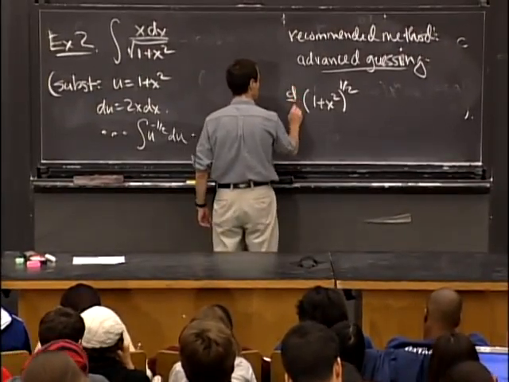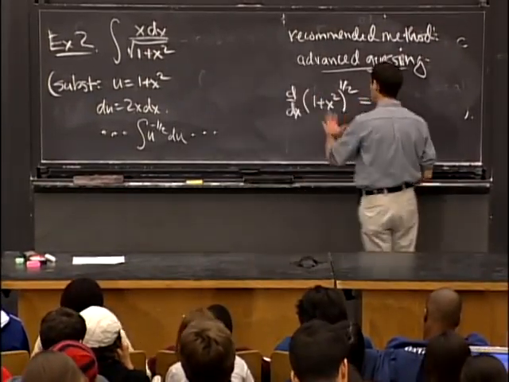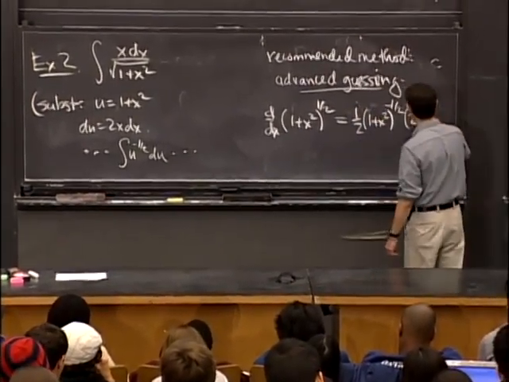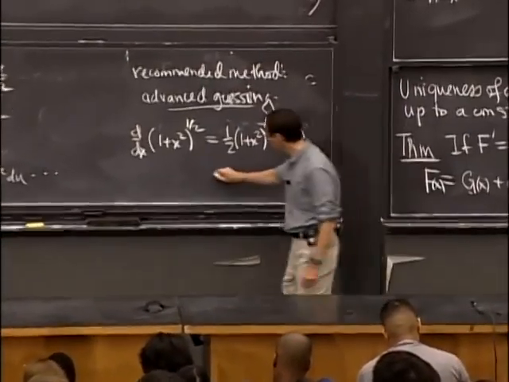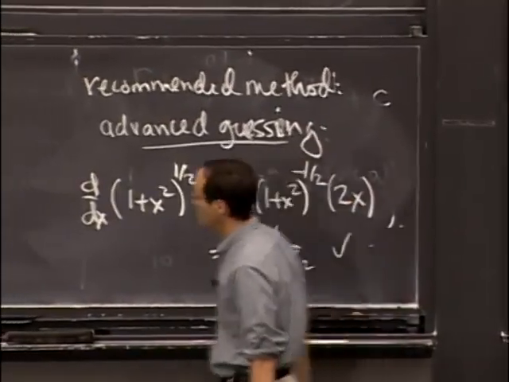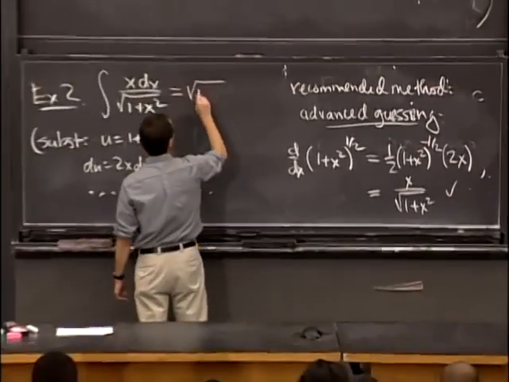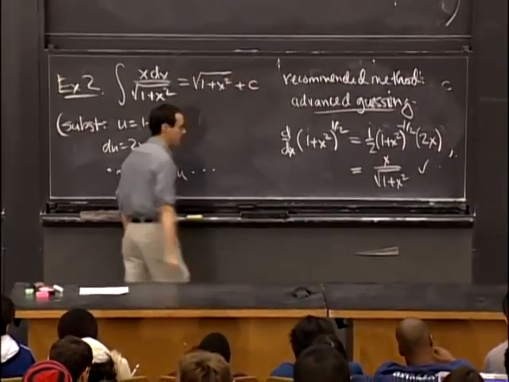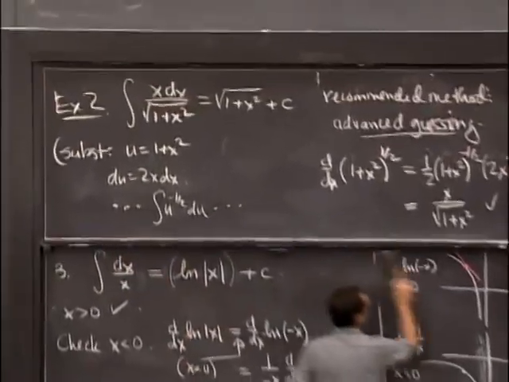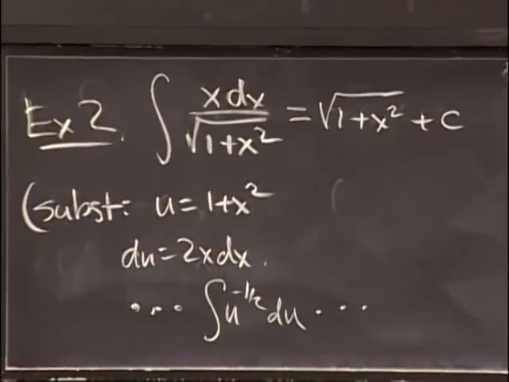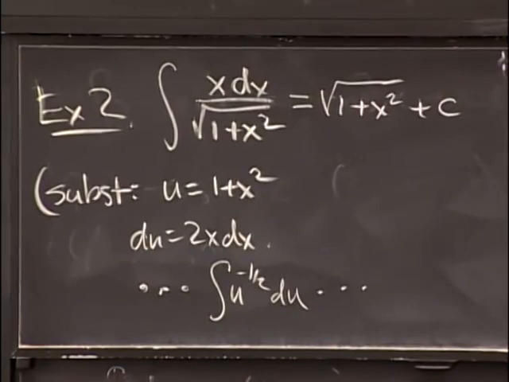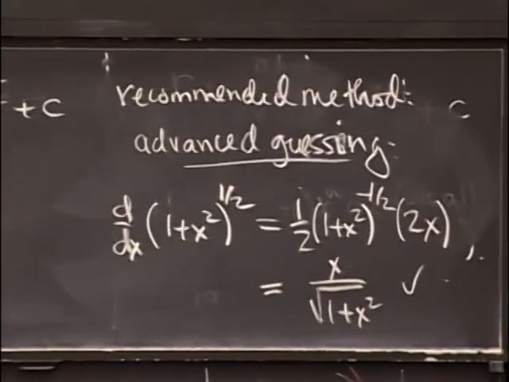And now you just differentiate it and see whether it works. Well, here it is. It's a half, 1 plus x squared to the minus a half times 2x. That's the chain rule here, which sure enough gives you x over square root of 1 plus x squared. So we're done. And so the answer is square root of 1 plus x squared plus c. Let me illustrate this further with another example. I strongly recommend that you do this but you have to get used to it.